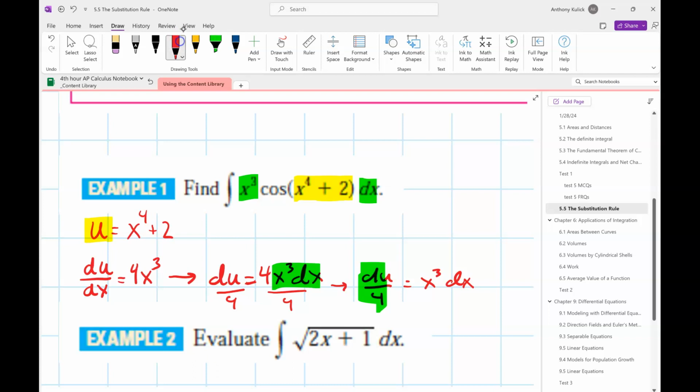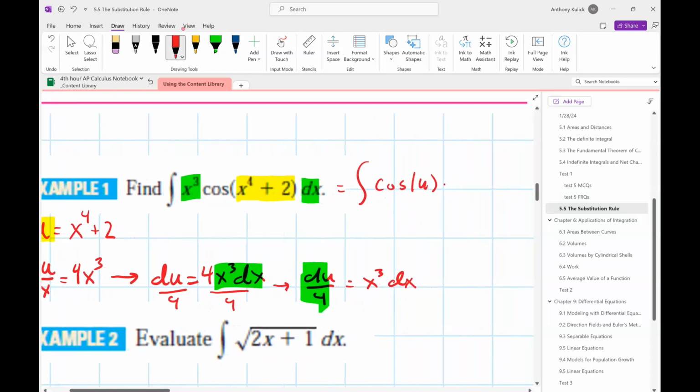Does that feel okay? Chanel, what's up? Wait, so how'd you get du over dx equal 4x cubed? I just took the derivative of u. Is that what du dx is? Yeah, the derivative of u with respect to x. Okay.